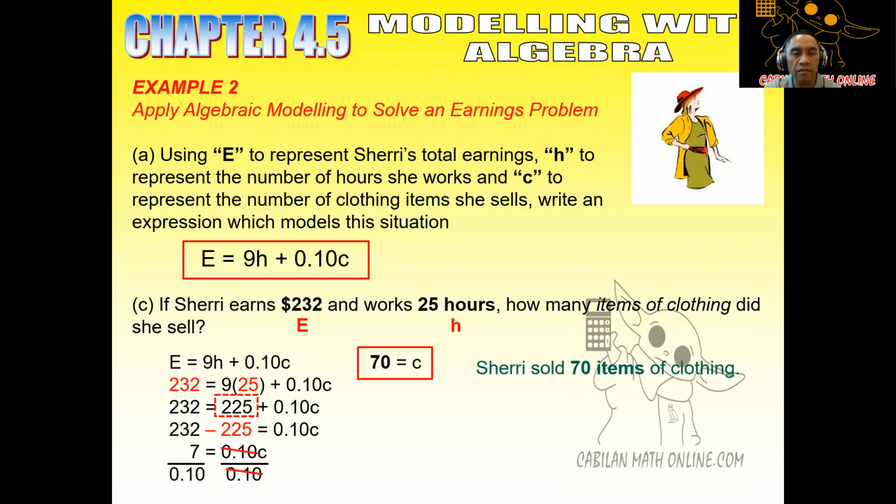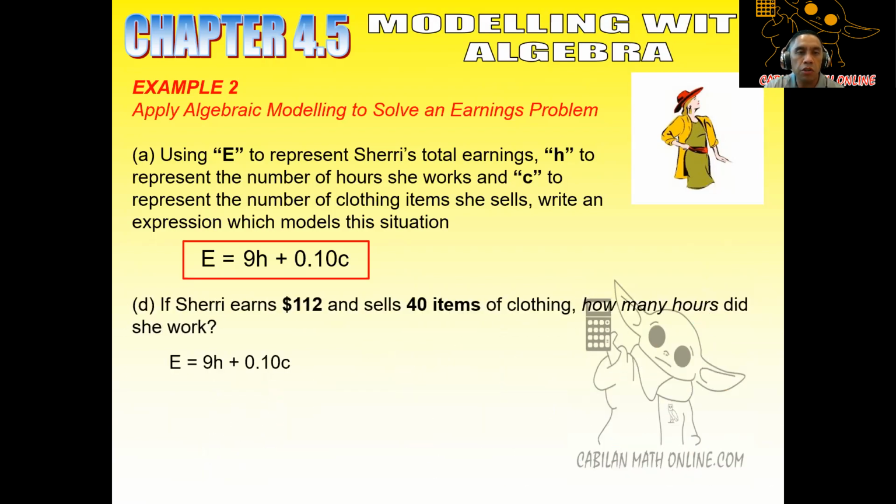Now, the next question, again, same approach. We're going to write down the expression and see where the numbers go and which variables they replace. So in this case here, if Sherry earns $112 and sells 40 items of clothing, how many hours did she work? So again, she earns $112, so that goes in for the E. And the 40 items of clothing, the 40 goes in for the C. So notice that when you substitute those variables with the numbers that we've labeled, we now have the H remaining.